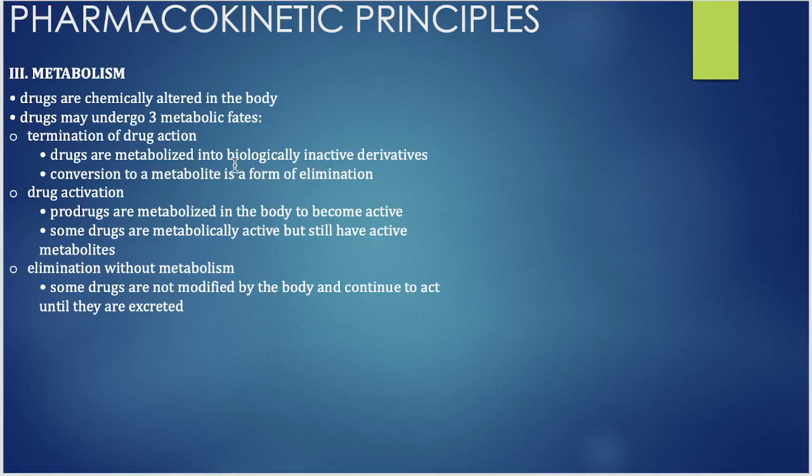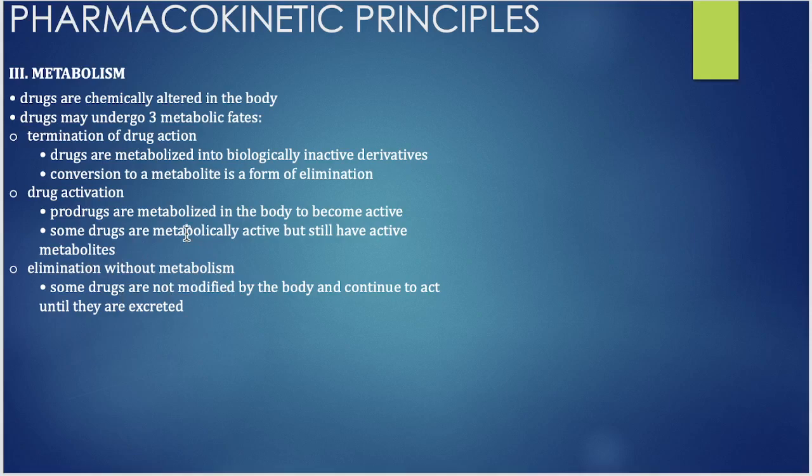So you are trying to convert or metabolize your drugs so that you can form a metabolite and it could be eliminated. Drug activation: prodrugs are metabolized in the body to become active. Some drugs are metabolically active but still have active metabolites. Elimination without metabolism: some drugs are not modified by the body and will still continue to act until they are excreted. Again, please take note of this. When we say metabolism, drugs may undergo 3 metabolic phases: termination of drug action, drug activation, and elimination without metabolism.